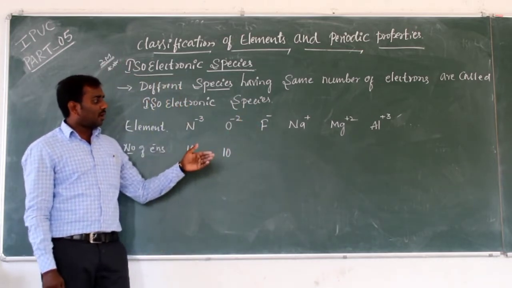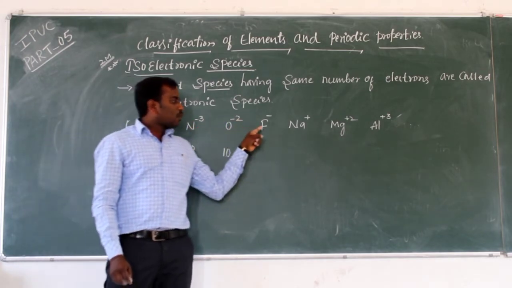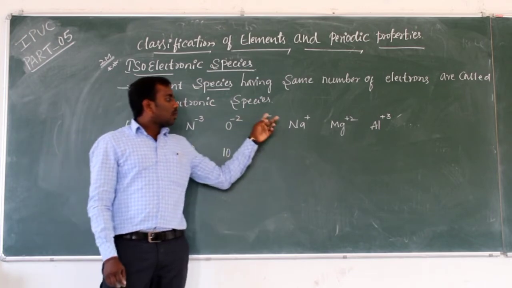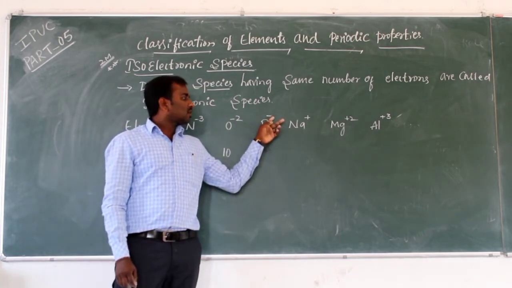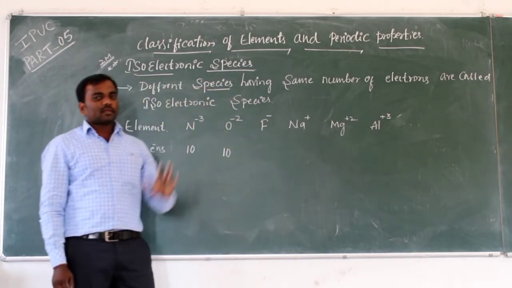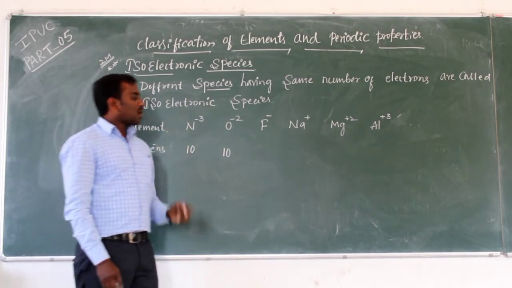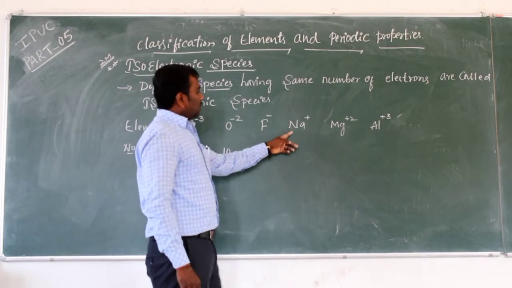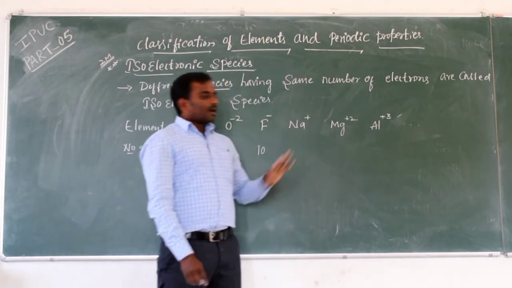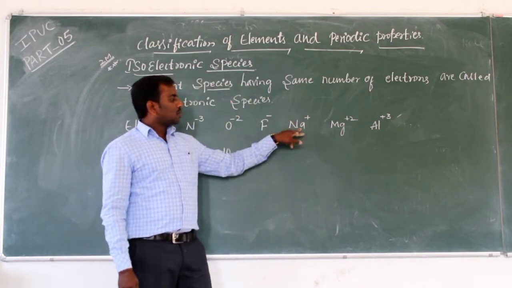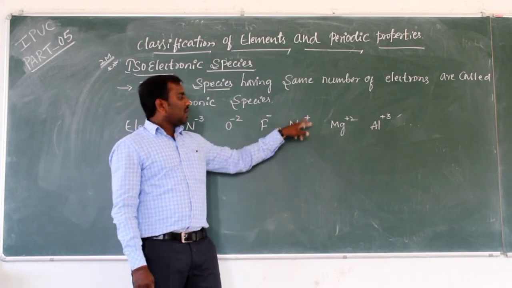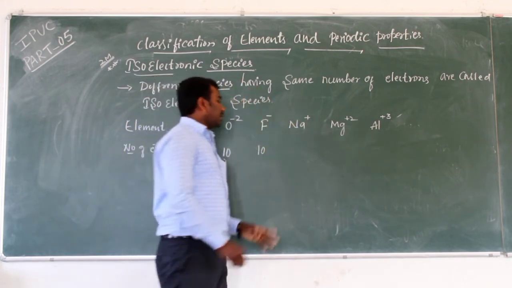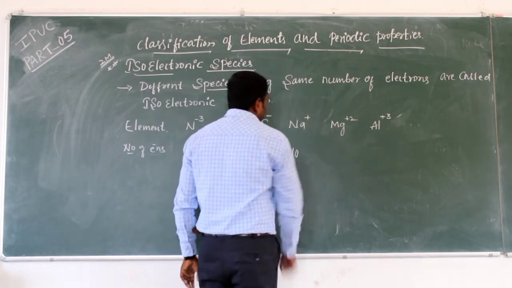The fluorine atom is very simple. This fluorine has 9 electrons. It gains 1 more electron, right? See, total 9 plus 1 is 10 electrons. Next, sodium. This sodium has a total of 11 electrons. It donates only 1 electron. 11 minus 1 is a total of 10 electrons.